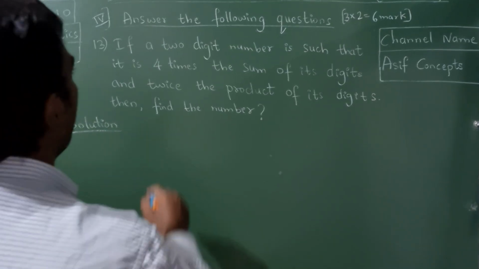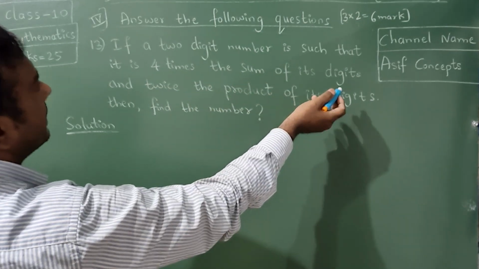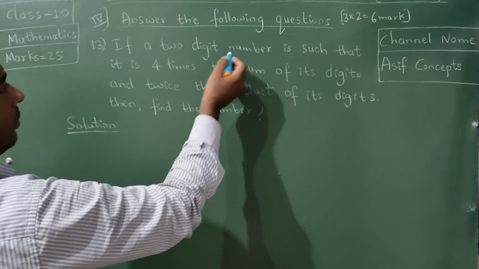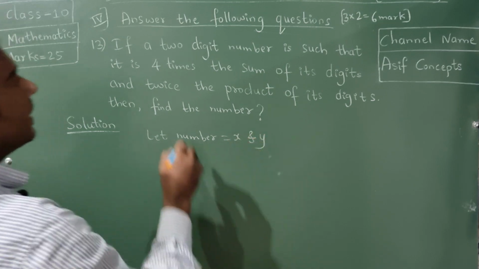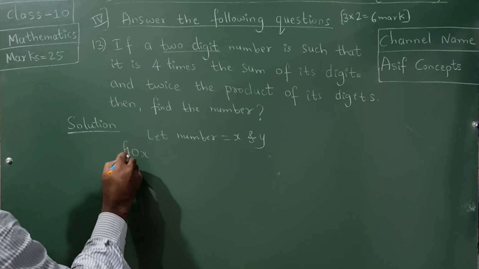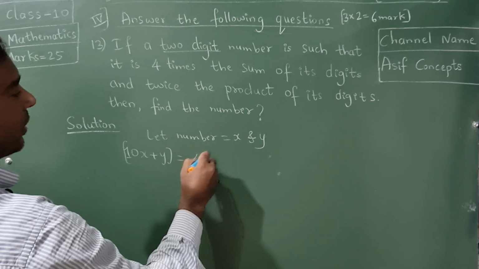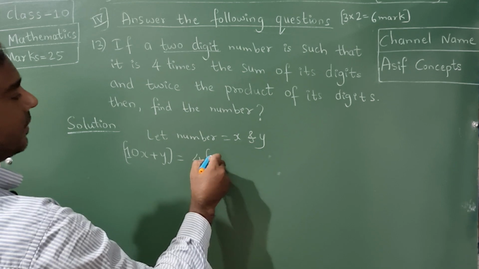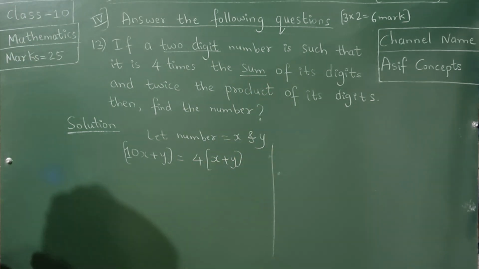Now 13th question is, if a 2-digit number is such that it is 4 times the sum of its digits and twice the product of its digits, then find the number. Okay. Now let the two digits be x and y. Since it is a 2-digit number, always remember, for 2-digit you need to write 10x plus y. Now it is 4 times the sum of the digits, so I am going to write 4, and since I have considered the digits as x and y, the sum means x plus y. So this is for the first expression.